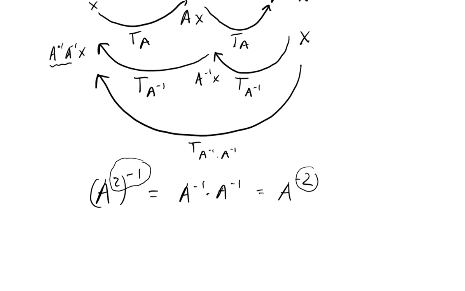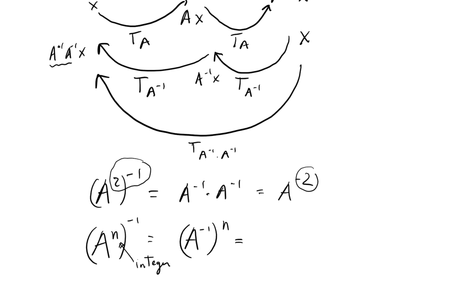We could actually write in general that the inverse of A to the power n, if n is an integer, is A to the minus 1 raised to the power n, and we can conveniently write this in the following way. We can write it as A to the minus n. So this is really a notation that we use.